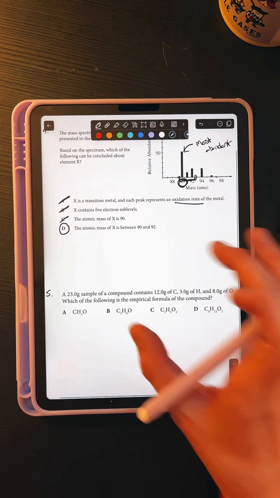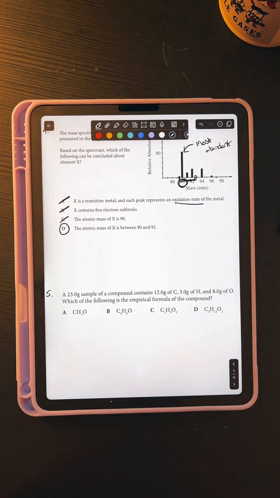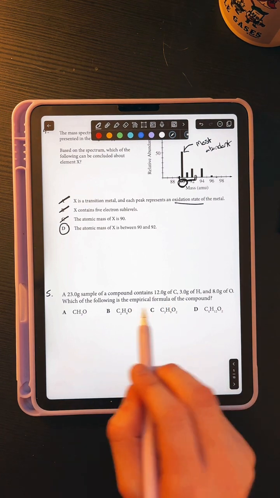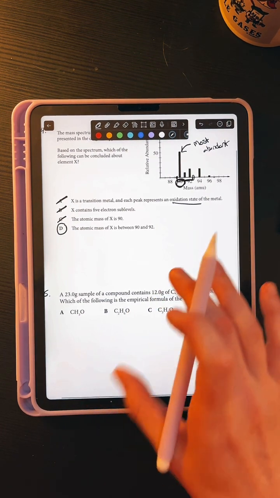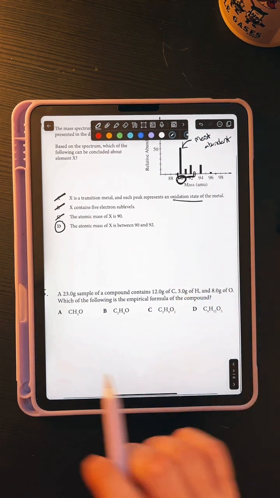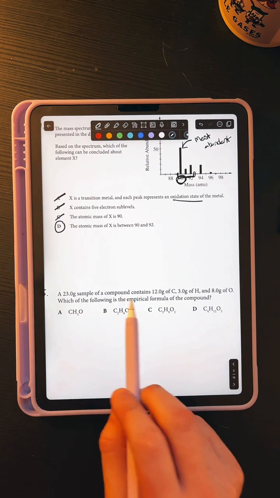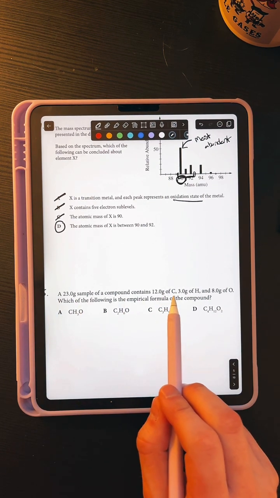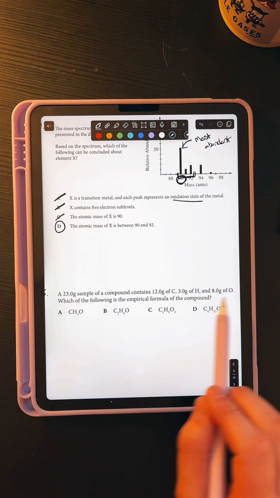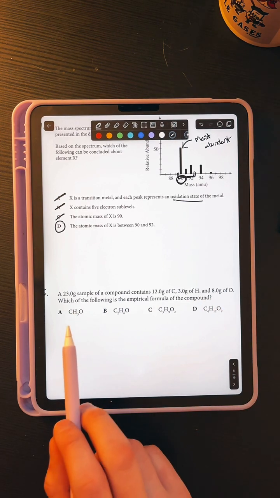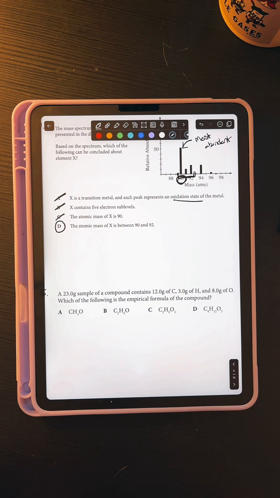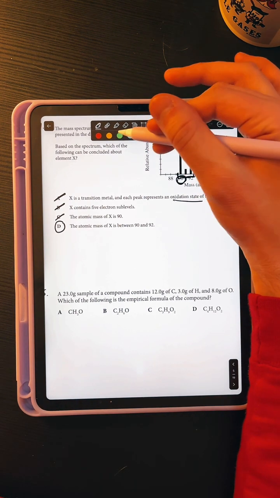Let's go on to number 5. We're going to start talking about empirical formulas now. Something really, really cool. So, a 23-gram sample of a compound contains 12 grams of carbon, 3 grams of hydrogen, and 8 grams of oxygen. Which of the following is the empirical formula of the compound? So now we're talking about empirical formula.